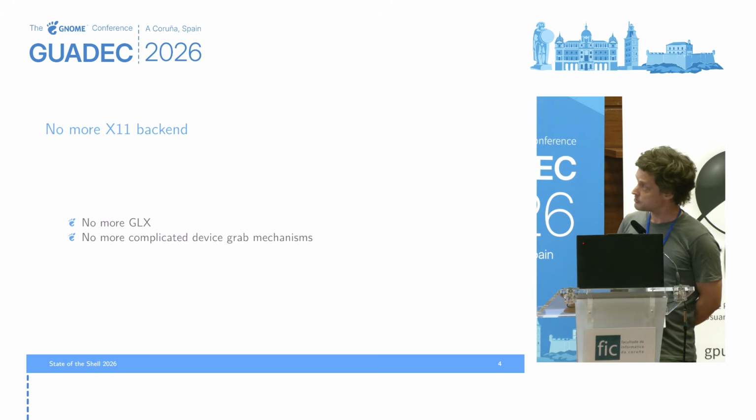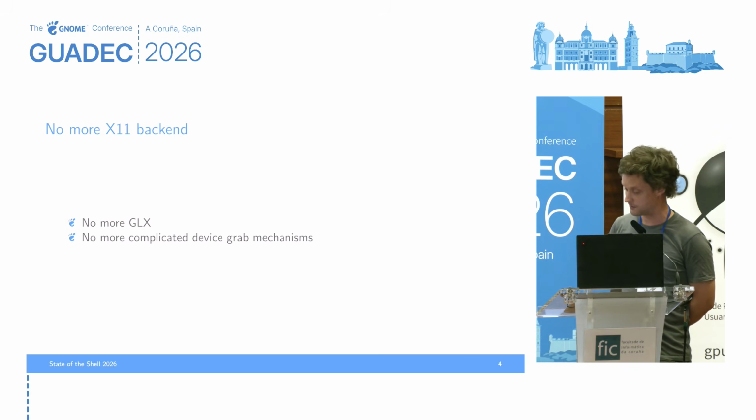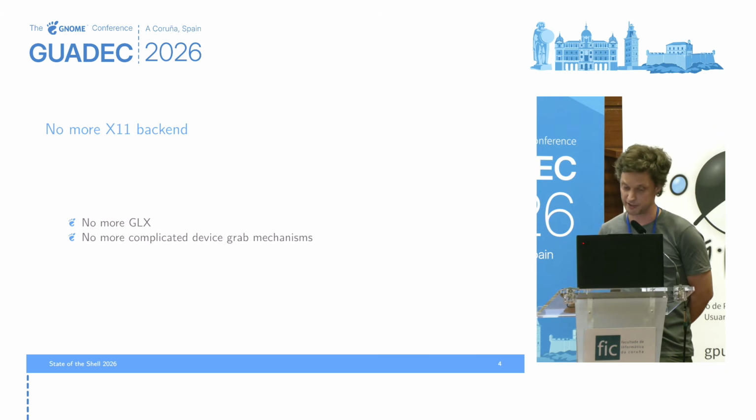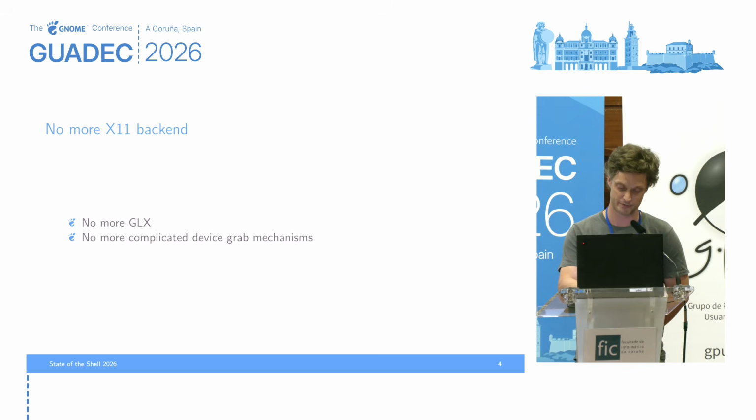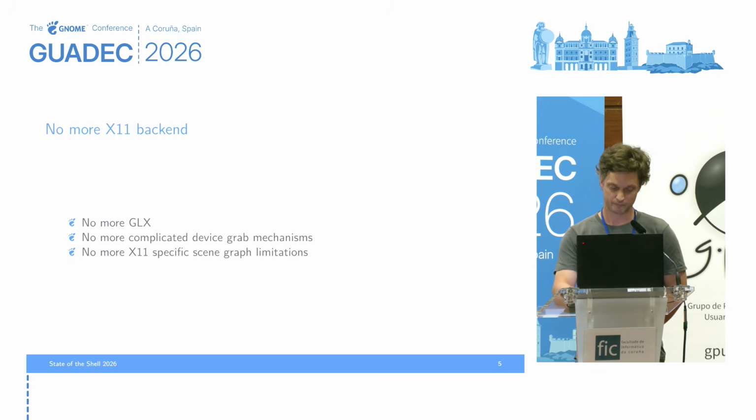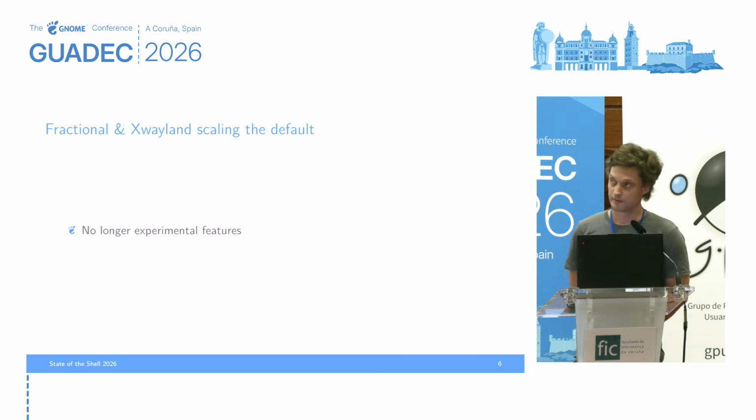And not only that, there was a lot of complicated input device grab semantics related to clicking on a window, grabbing keyboards to do keyboard shortcuts, and everything was complicated. But now we can just remove that, and it's paved the way for so many cleanups and simplifications. X11 scene graph related limitations we could just start to ignore. Eventually we'll be able to clean up even more.